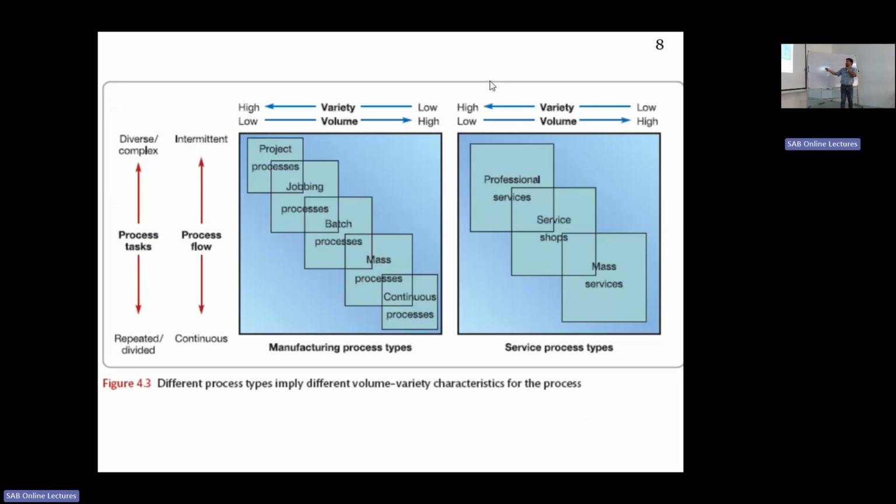So as for services, volume low, professional services, volume moderate, service shops, volume high, mass services. In terms of variety, variety low here, standardized service. Variety moderate here, service shops. Variety high here, customized services. Professional services. Discuss. I hope the basic idea is clear now.